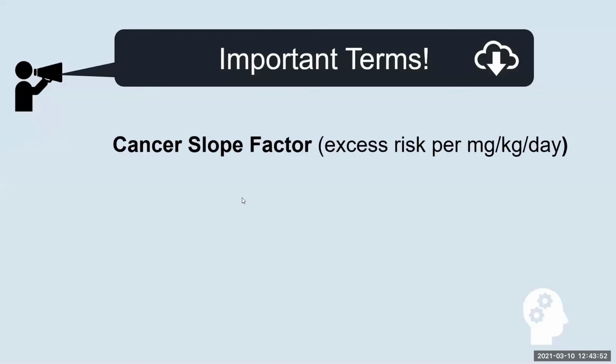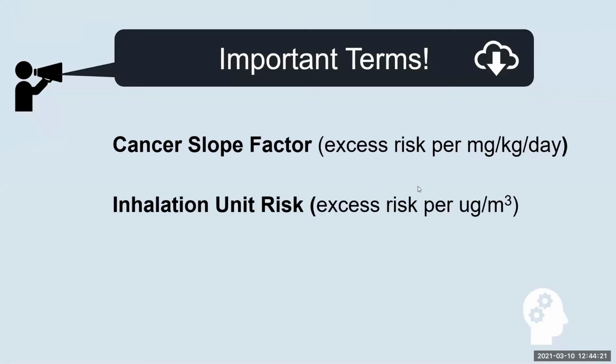Cancer slope factor. I will expand this and show you how that's derived in a moment. But that is the estimate of the increased risk of cancer from exposure to a dose. If you look here, milligrams per kilogram per day, it's risk per milligram per kilogram per day. So it's a dose, it's internal. Usually from oral studies. It's the excess risk if you're exposed to 1 milligram per kilogram per day for a lifetime. Now, the inhalation unit risk is a similar concept, but it's for a concentration. It's excess risk per microgram per meter cubed, or it might be milligram, but we'll stick with microgram.